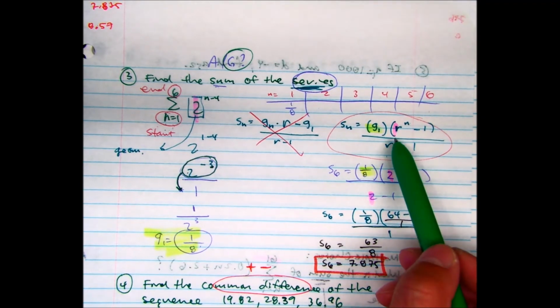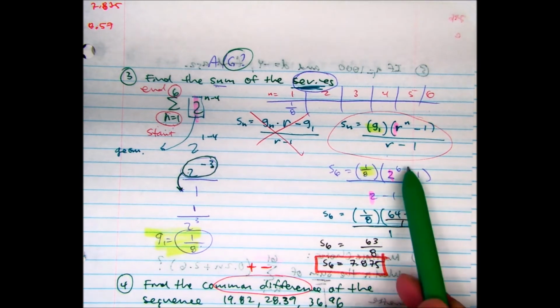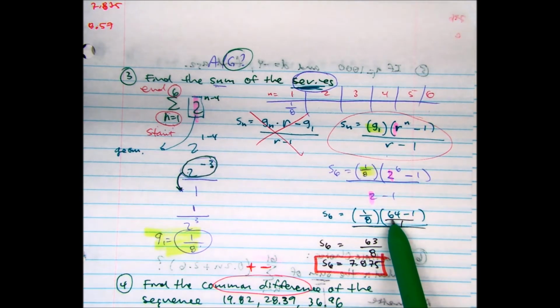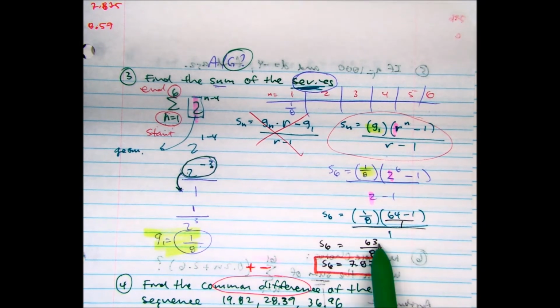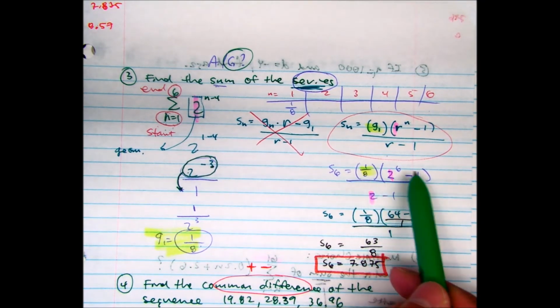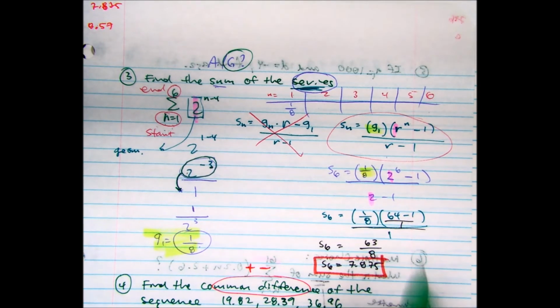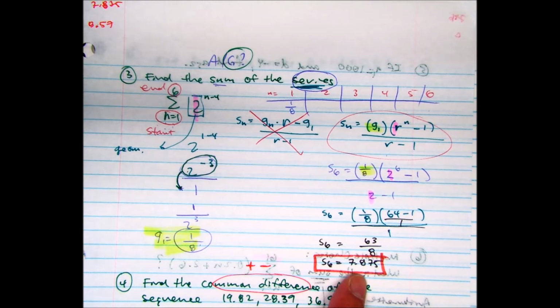And then I'm going to do order of operations. So I'm going to do what's inside the parentheses first. 2 to the 6th power is 64. And 64 minus 1 is 63. 63 times 1/8 is 63 over 8, and if you put that in your calculator, you'll get S6 to be 7.875.